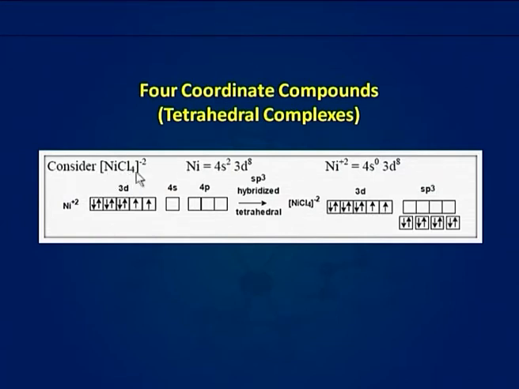As nickel is in +2 oxidation state, its electronic configuration is 4s0 3d8. Here is the electronic configuration of nickel 2+. As it is a 4 coordinated complex, 4 empty orbitals are required. Therefore, one s and three p orbitals will hybridize to give sp3 hybridization and a tetrahedral geometry.